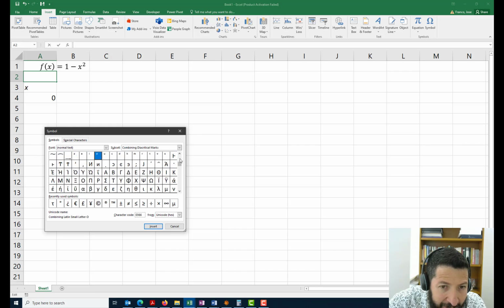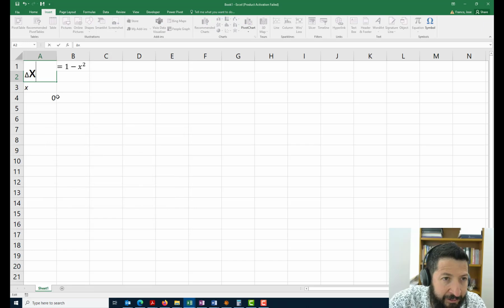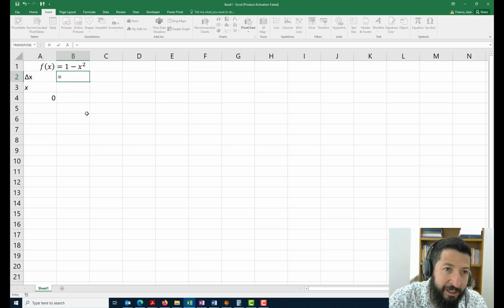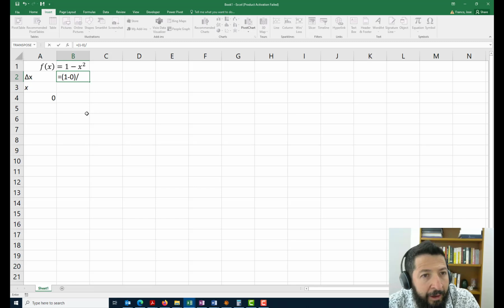Well, that was unnecessary. Here's delta. All right, insert. So delta x. Done. So delta x, for some reason it just became giant. So delta x, I'm going to pick it to be, and I'm going to set equal to write a formula, parentheses 1 minus 0. That's my b minus a over n.